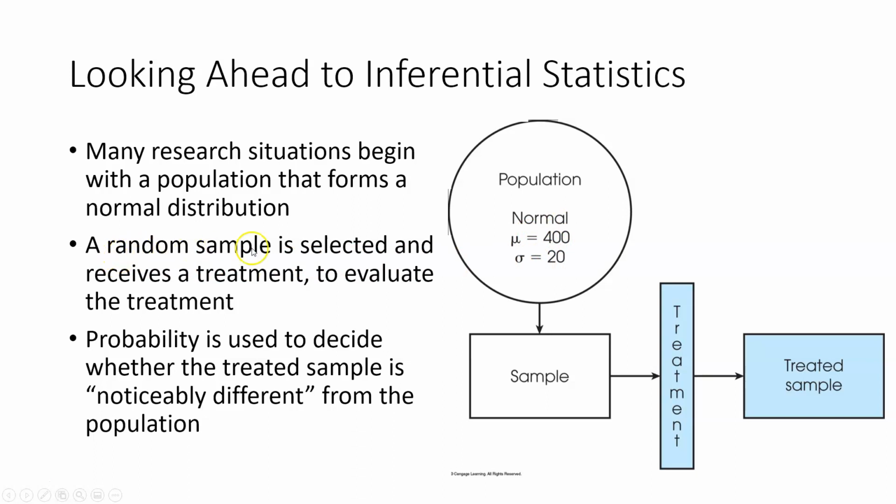You might then draw a random sample from that population, give it a treatment, and then see if the treated sample is noticeably different from the population. If it's noticeably different, that means our treatment did something. It either made them higher or lower, it made them better or worse. It did something if they're different from the population.